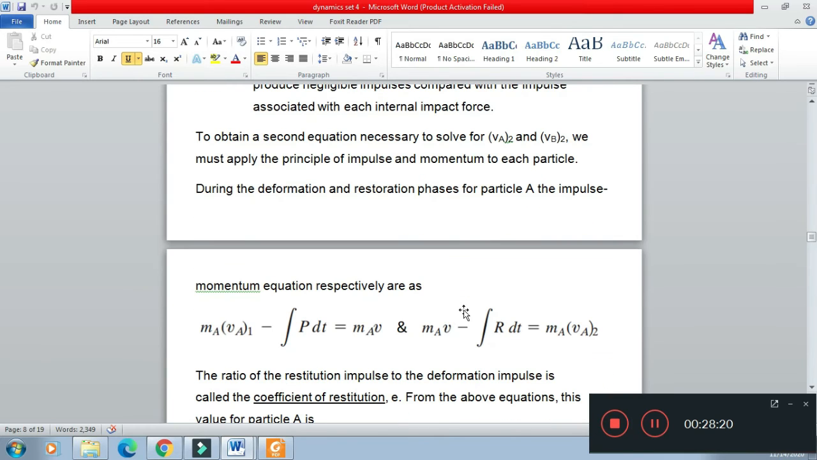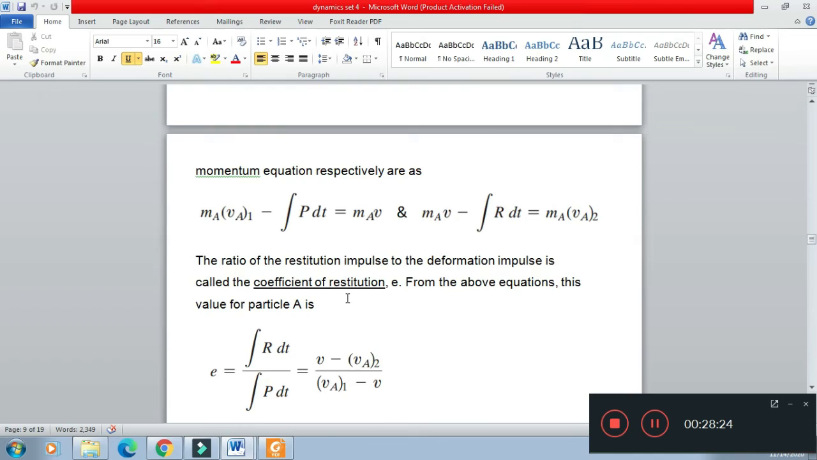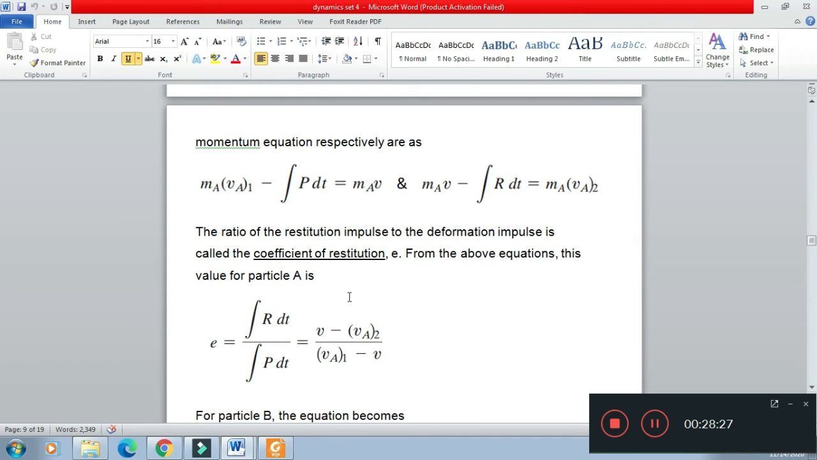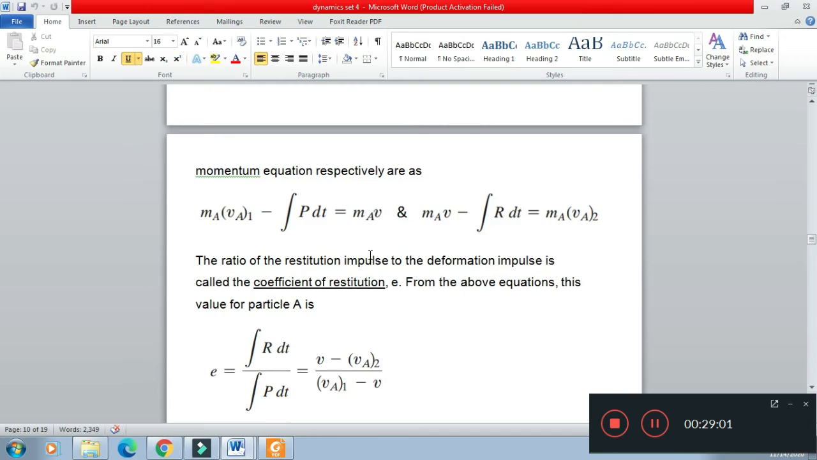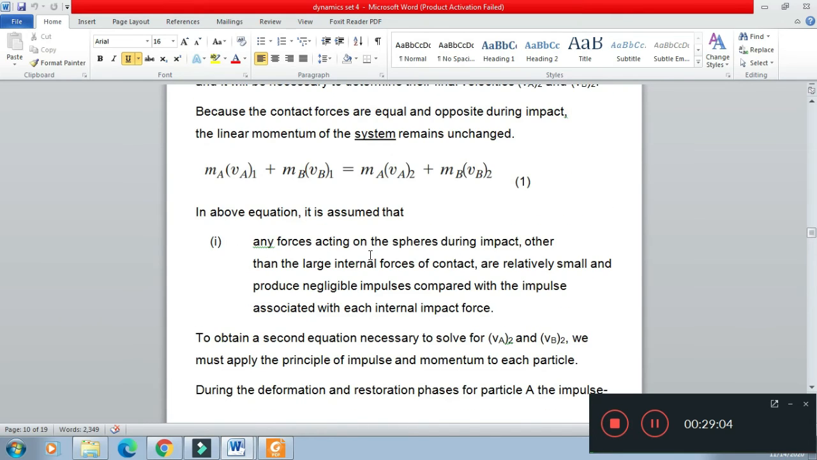So similar to the two equations of A, there will be two equations for B, and then eliminating and using the definition of coefficient of restitution with respect to ball B, we will get the coefficient of restitution in terms of velocities of ball B. Now if you see the two equations, we have several velocities: velocity of A initial and final, velocity of B initial and final, and in addition we have velocity V. This velocity V is the velocity which is common for A and B.